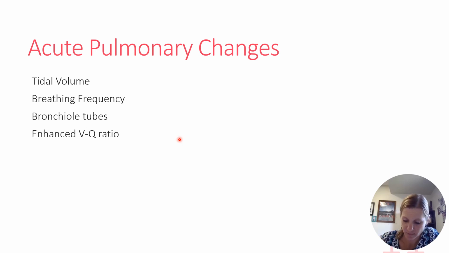And then we'll experience something called an enhanced VQ ratio, which has to do with the matching of... sorry, I'm looking to make sure I have this in my future slides. The matching of ventilation and cardiac output. So we're looking at the efficiency of matching the cardiovascular and the pulmonary systems in order to maximize efficiency.